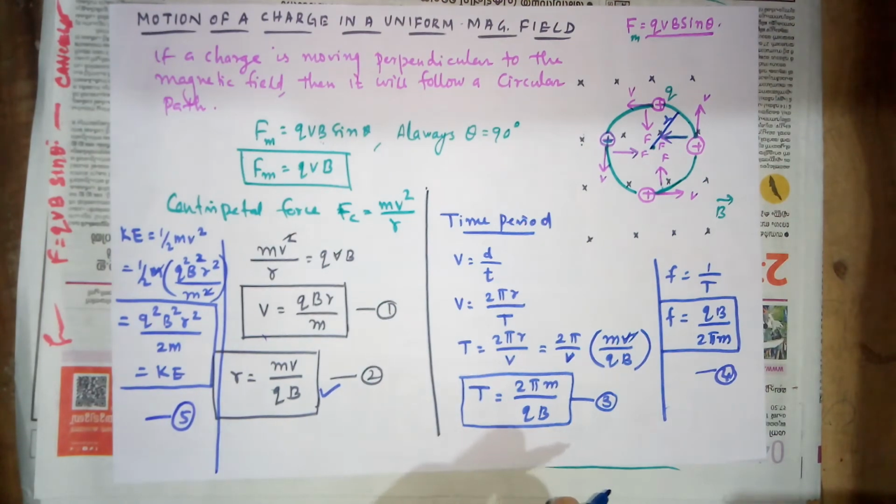And one more thing I have to explain, which is very important. See, what is the time period expression? T is equal to 2 pi m by qb. Can you see a term r here, a radius? No, you cannot see a radius here, right?